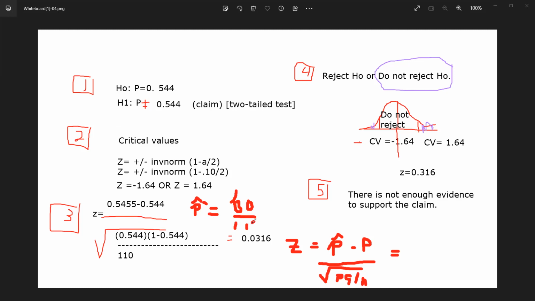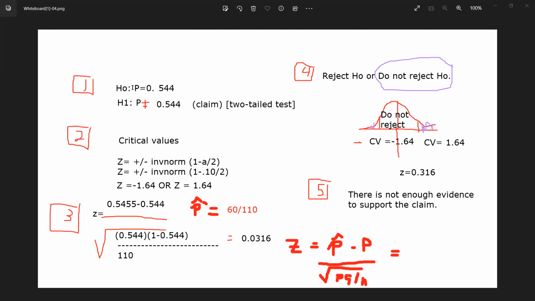60 over 110. I don't know, that looks more like a birthday cake than a fraction. Yeah, it looks hard to make out. Let me see if I can clean that up and make that look a little more presentable. So this is 60 over 110. I think that looks better, right? And if you work the decimal out, that's going to give you 0.5455. This comes out to 0.5455.